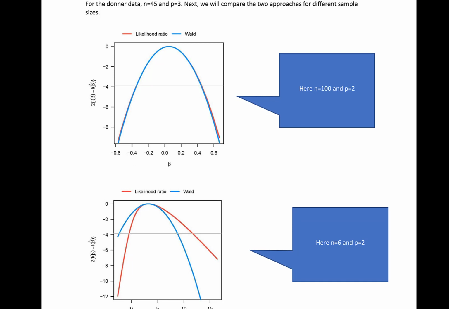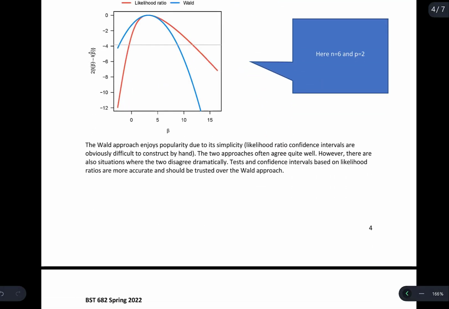It ends up that the larger your sample size, the more the likelihood ratio and the Wald intervals are going to agree with one another. The smaller your sample size, the less they are going to agree with one another. And so the Wald approach enjoys popularity due to its simplicity, and it ends up that likelihood ratio intervals are pretty difficult to construct by hand.